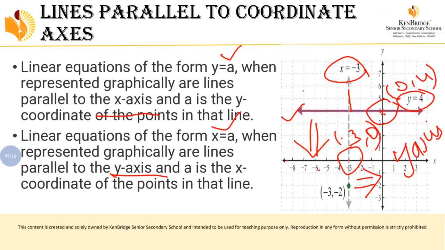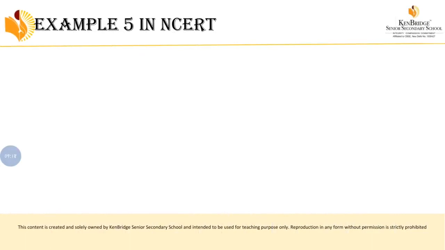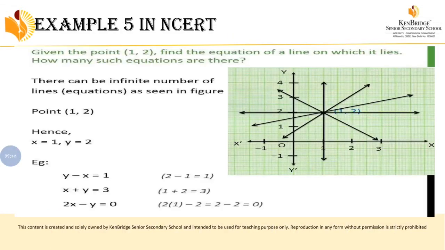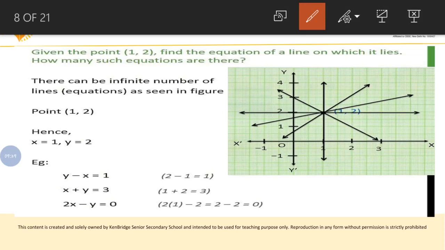So like this you will get parallel lines on the graph. Okay. So let's move on to the next one. Example 5 in the NCERT book. So the question is, given the point (1, 2), find the equation of a line on which it lies. How many such equations are there? They have given the point and we have to find out the equation of the line on which it lies, and we have to find how many such solutions are there.